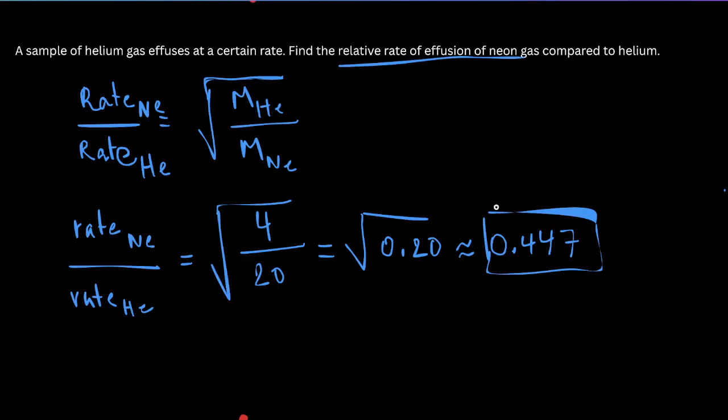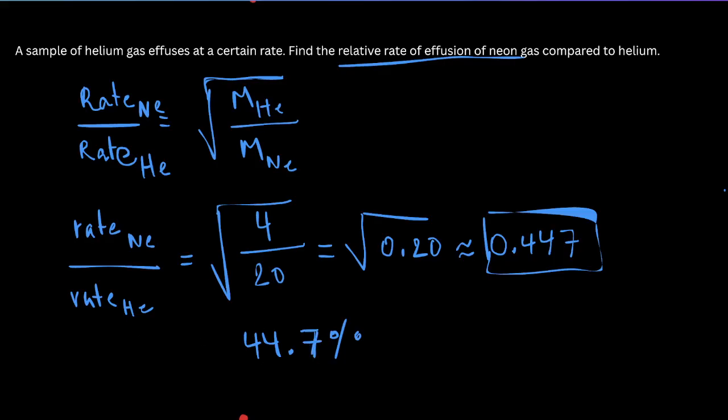We can write this kind of as a percentage too, right? Neon effuses at a rate that is 44.7% that of helium. Or in other words, neon effuses 44.7% slower than helium does.